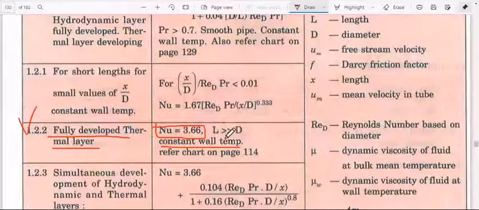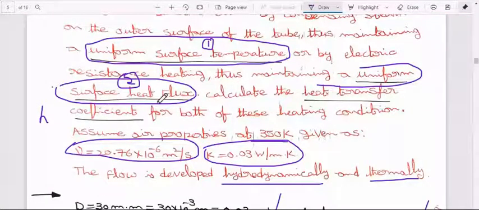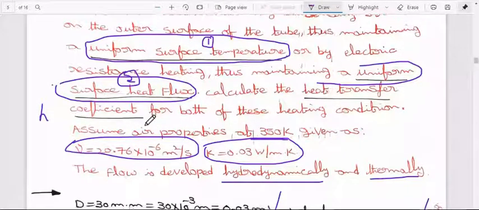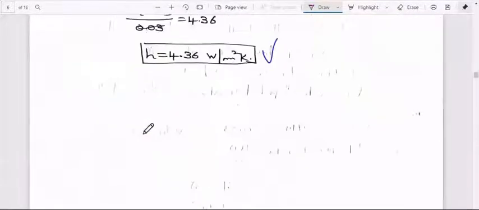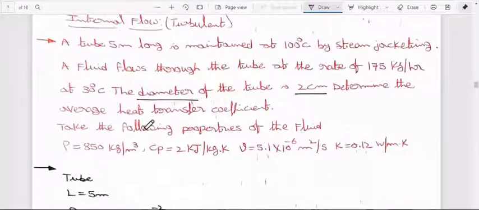Length should be greater than or equal to D. So here, these conditions are not mentioned. Only constant wall temperature and surface heat flux are mentioned. So that's why I am calculating heat transfer coefficients for both cases, that means surface temperature and surface heat flux. Coming to the second question.